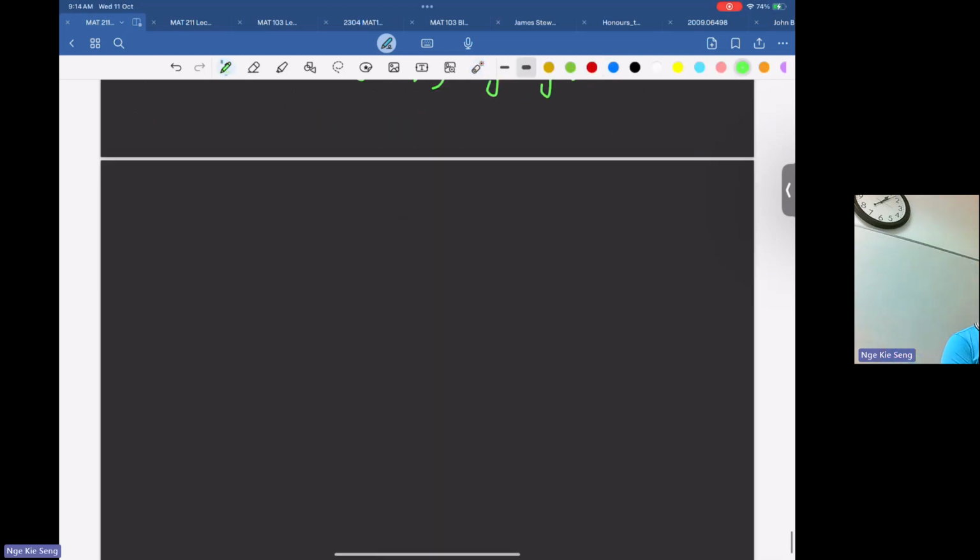Okay, so example. I will give you an example now. SL2(R). Is this an abelian group or not?